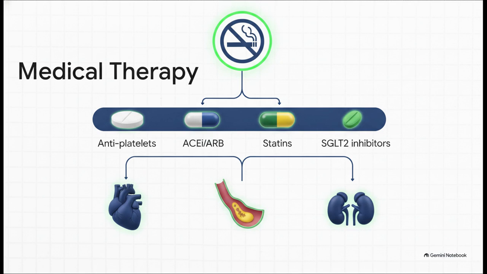Looking at our first pillar, the top priority is crystal clear: smoking cessation. It's the single most effective intervention we have, period. Moving down the list, they need an antiplatelet. And notice this: per the latest ESC 2025 guidelines, clopidogrel 75 mg monotherapy is actually preferred over aspirin for PAD.